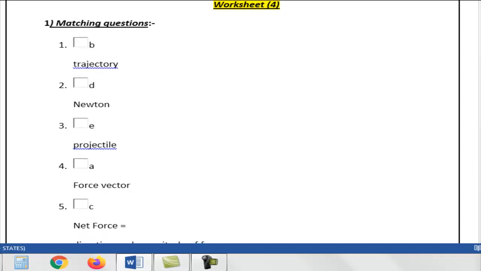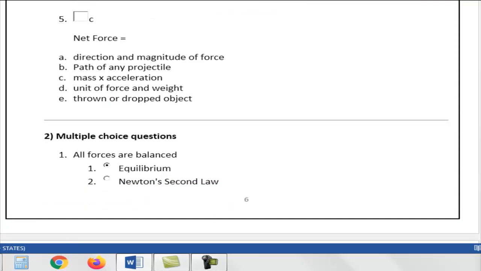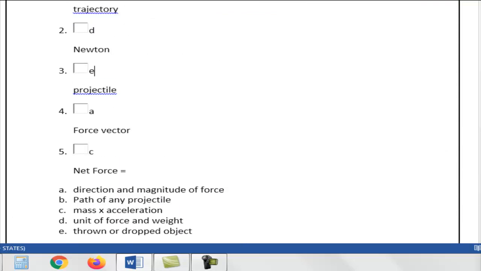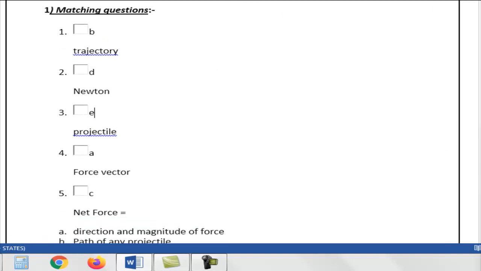Today, let us complete our revision sheet. We will start with worksheet 4. Number 1, trajectory. It is the meaning of, so which one? Yeah, path of any projectile. So number 1, it will be B.